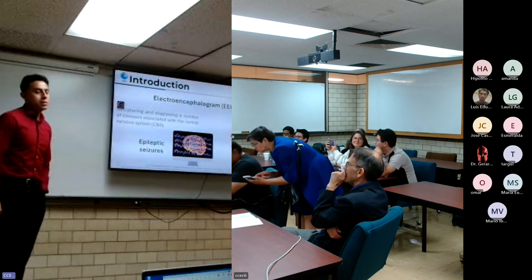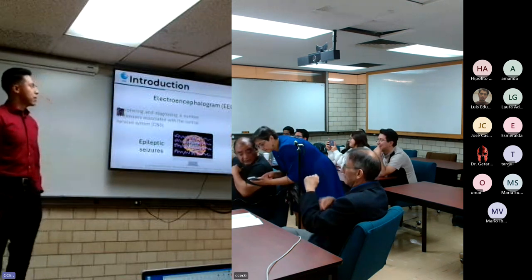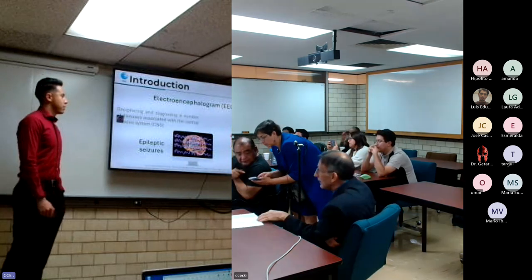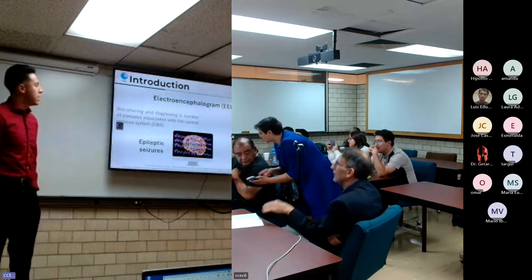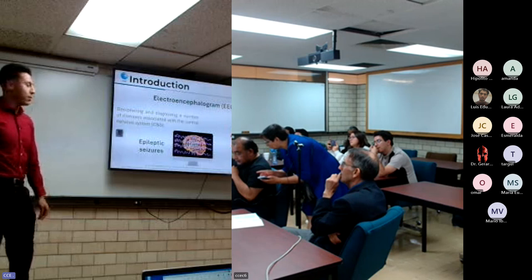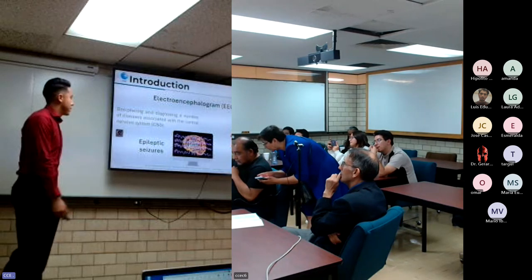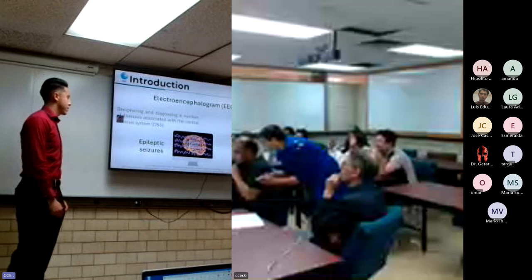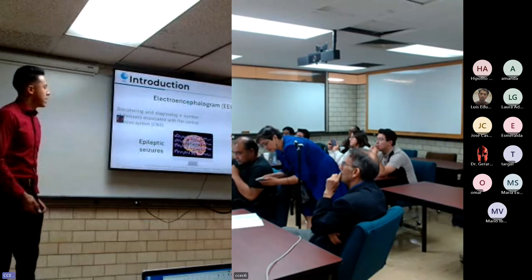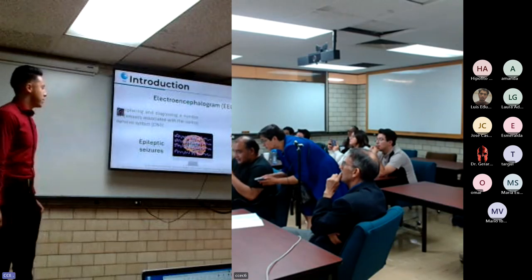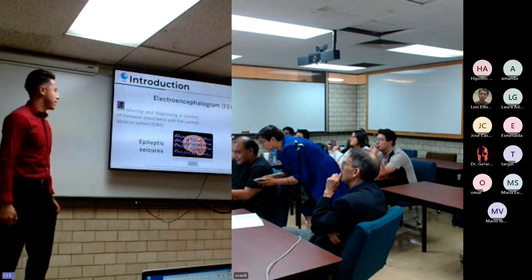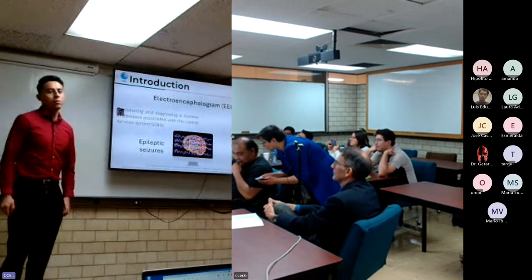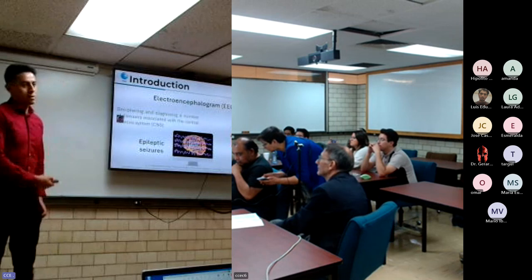In the introduction, the EEG is a tool that can help us measure electrical activity in the brain. With this, we can discern and diagnose a number of diseases associated with the central nervous system, CNS. An example of this is epileptic seizures, which are the focus of this project, that could appear as abnormal or unusual activity in the electroencephalogram.